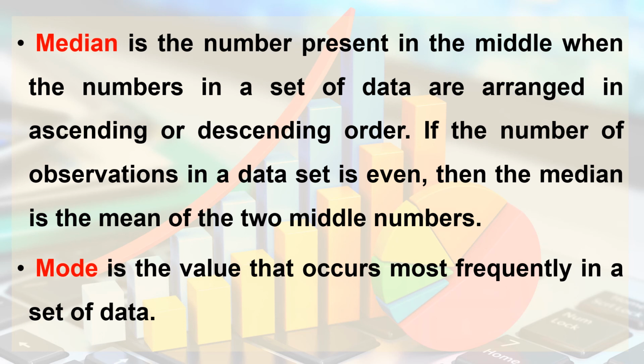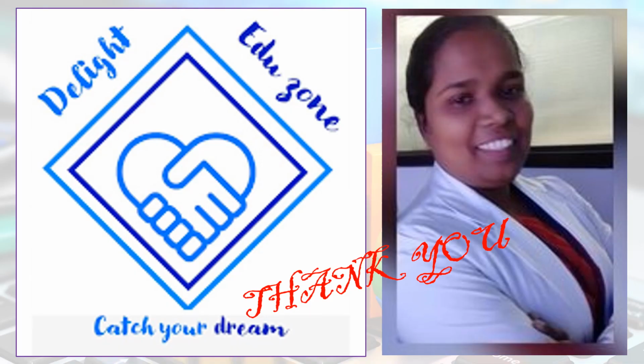When you see all these, mean, median and mode, there is only one rule: when we find the median, we are supposed to arrange the data in ascending or descending order. This is the rule to follow when finding the median of the data. So with this I complete measures of central tendency. The further sections will move on to measures of dispersion.